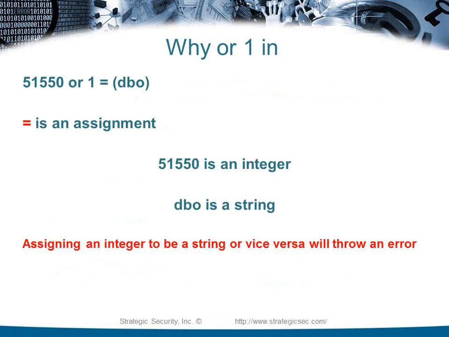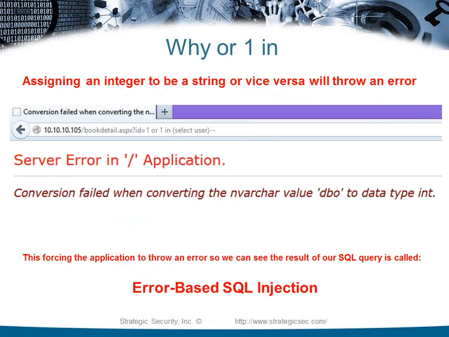So really what you're doing is you're saying 51550 or 1 equals DBO. So 1 is DBO. It's an assignment. Now 51550 is an integer. DBO is a string. So assigning an integer to be a string or vice versa, usually with computers, not so good. Generally you have to perform some sort of conversion, perform some sort of operation, something, right? You can't just say a string is an integer. Computers don't like that. They're not cool with that. So we're doing that on purpose.